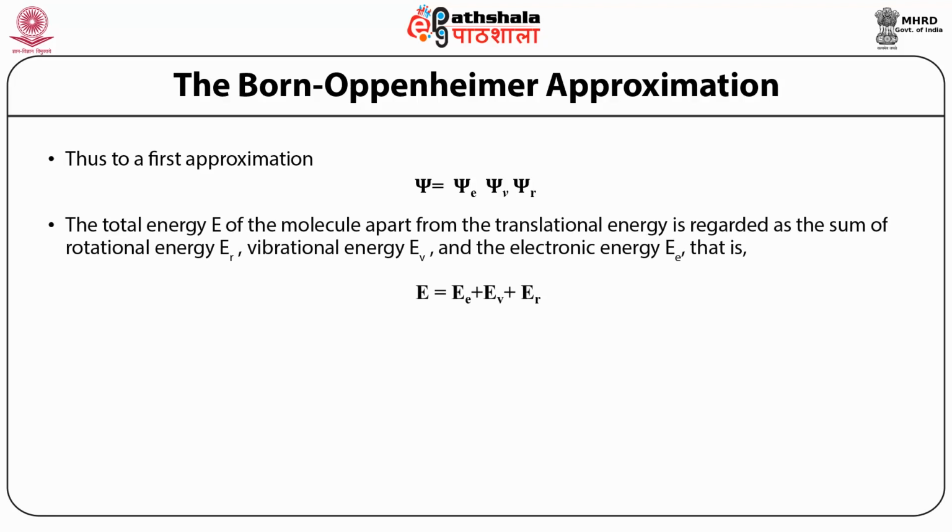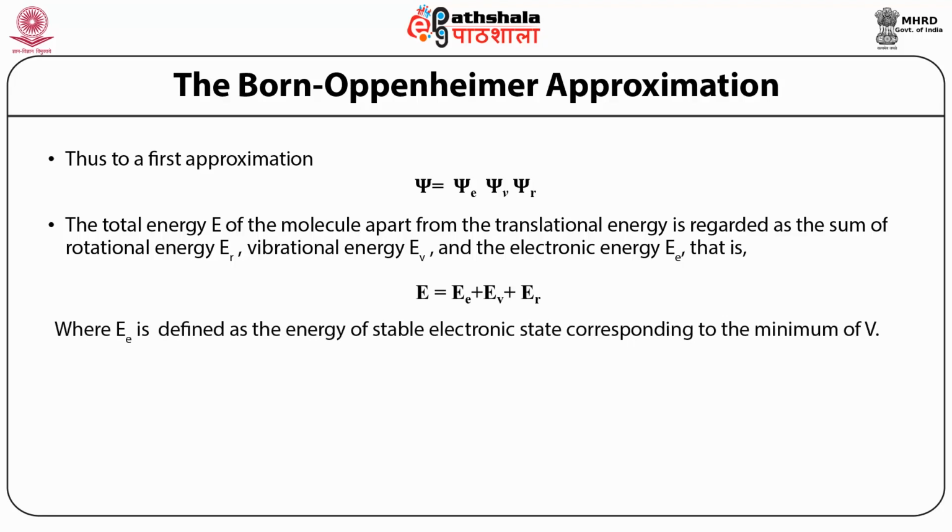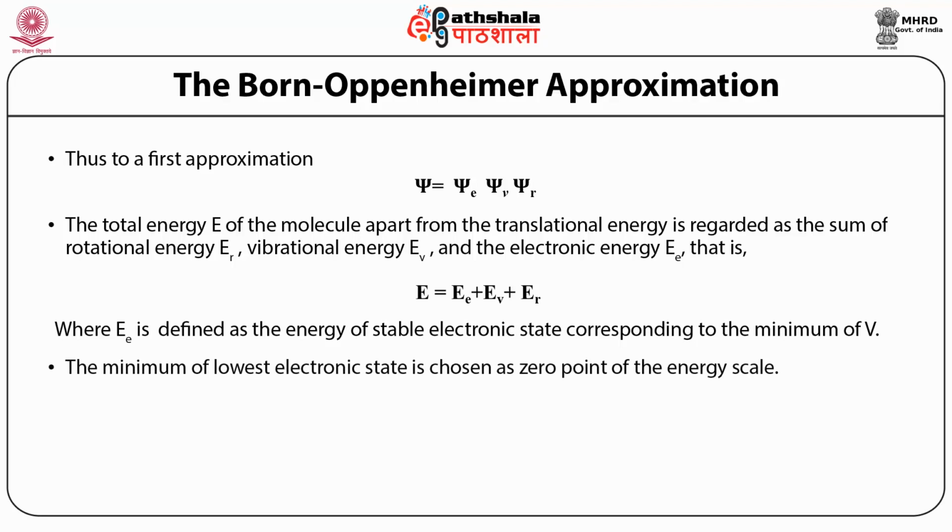The total energy E of the molecule, apart from the translational energy, is regarded as the sum of rotational energy Er, vibrational energy Ev, and the electronic energy Ee. That is, E is equal to Ee plus Ev plus Er, where Ee is defined as the energy of the stable electronic state corresponding to the minimum of V. The minimum of the lowest electronic state is chosen as the zero point of the energy scale. This choice differs from atom to atom.